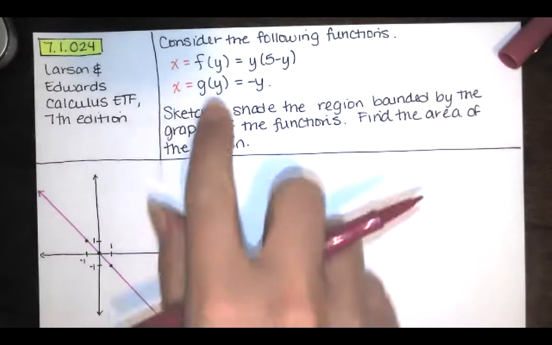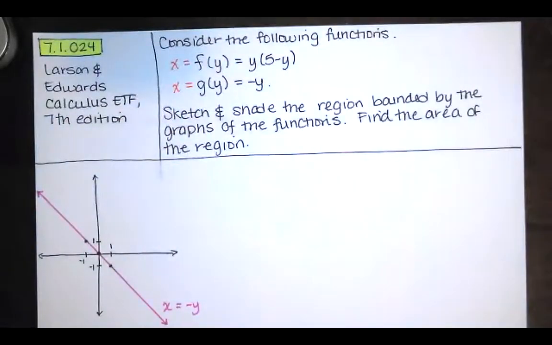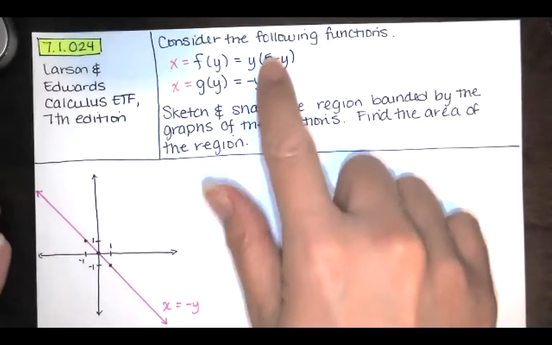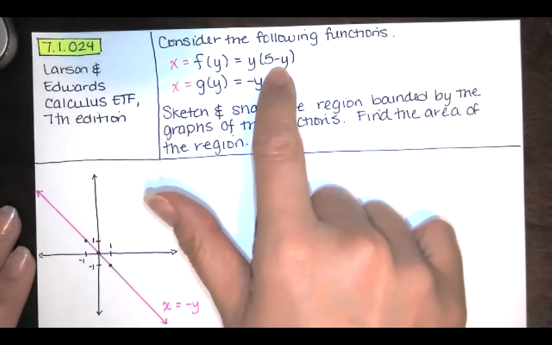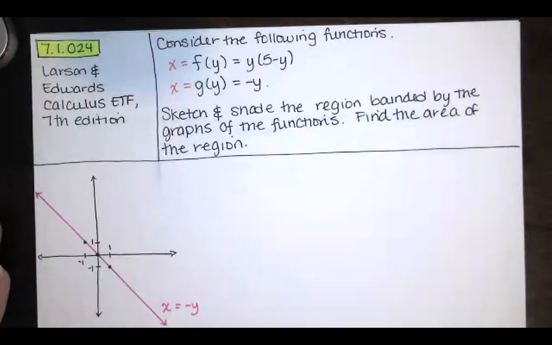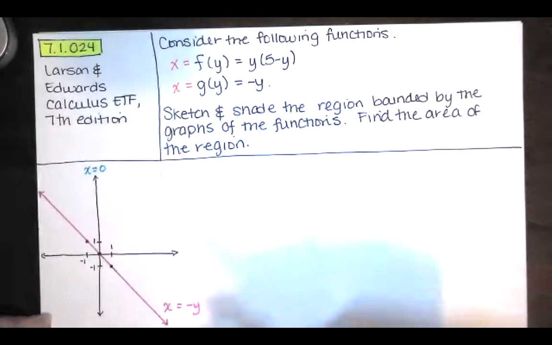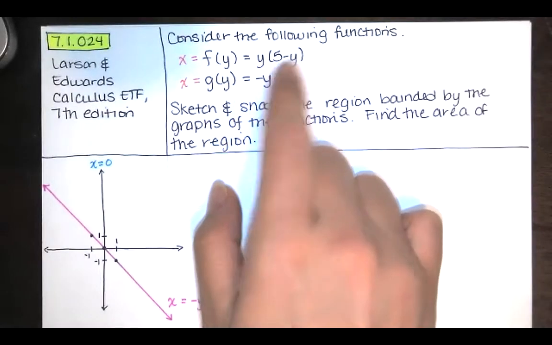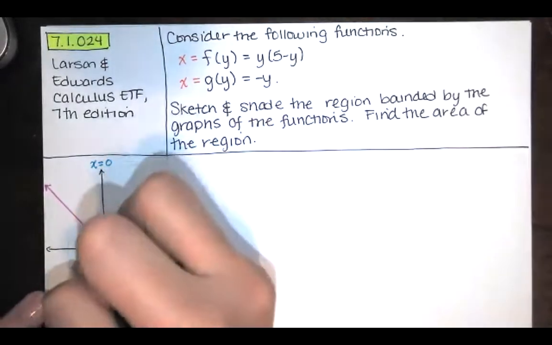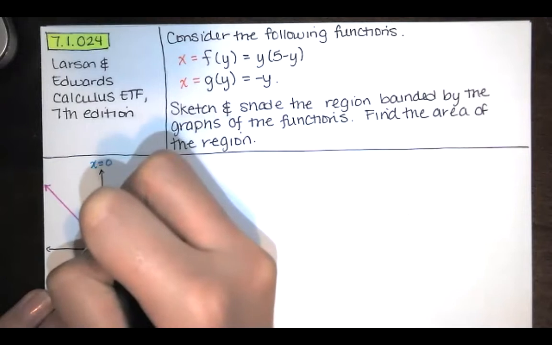Now we also want to graph x equals y times 5 minus y. Because it's written in this factored form, it's really easy to see that x will equal 0 when this factor equals 0 or this factor equals 0. And remember, x is equal to 0 on the y-axis. So this function equals 0 when y equals 0 or y equals 5. So our function is going to cross the y-axis at y equals 0 and y equals 5.